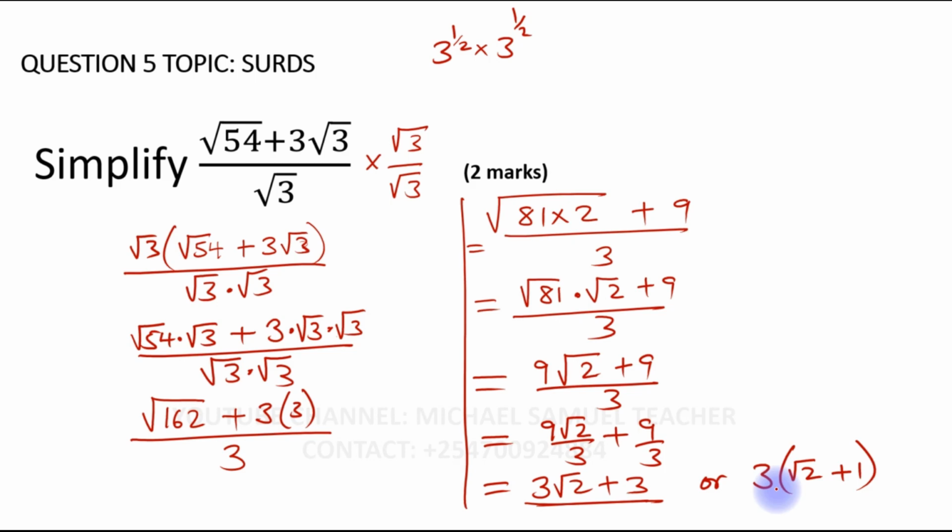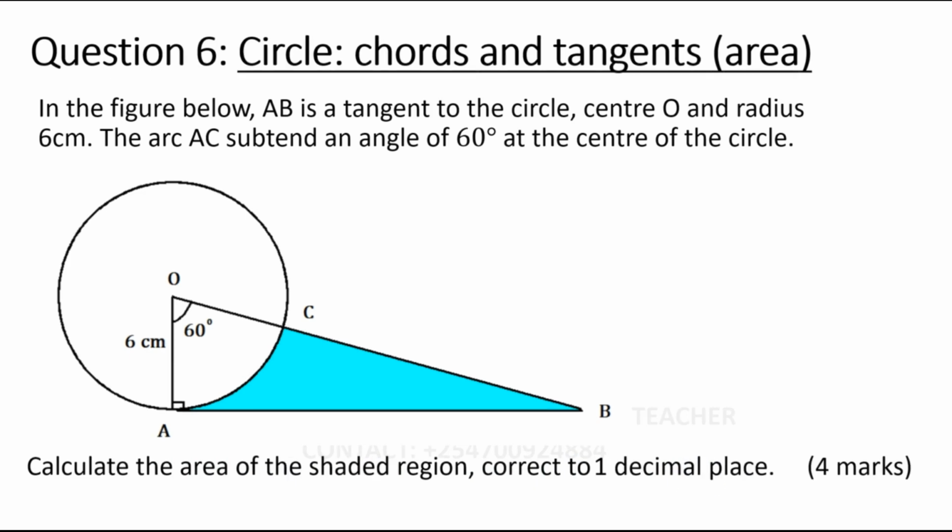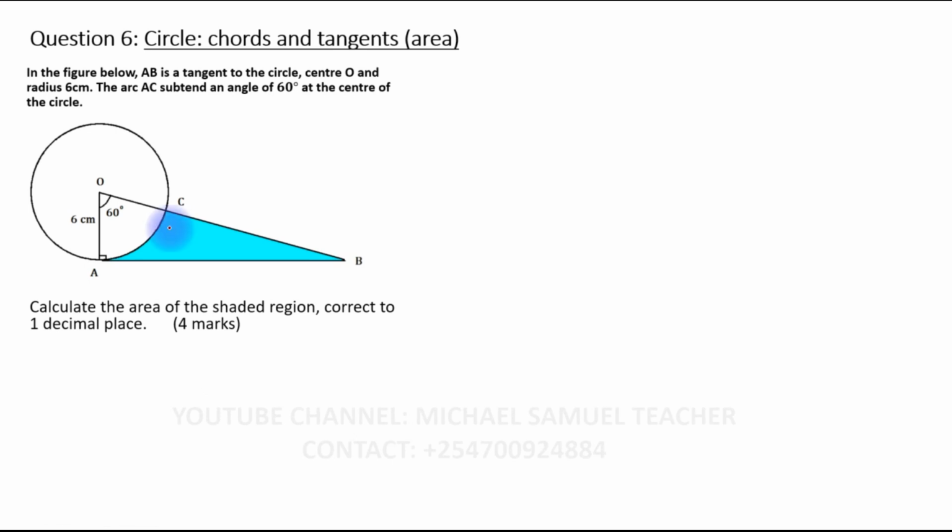We move on to the next question, question 6. Question 6 involves circles, chords, and tangents, and also part of it we have area. So in the figure below, AB is a tangent to the circle at A. Center O and radius 6 centimeter. The arc AC subtends an angle of 60 degrees at the center of the circle. So we need to calculate the area of the shaded region correct to 1 decimal place. So let us begin.